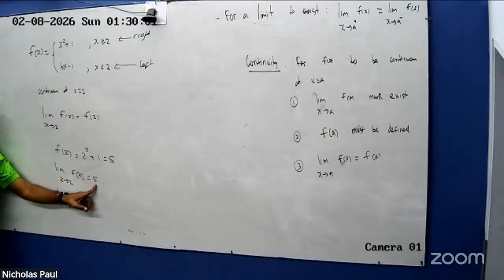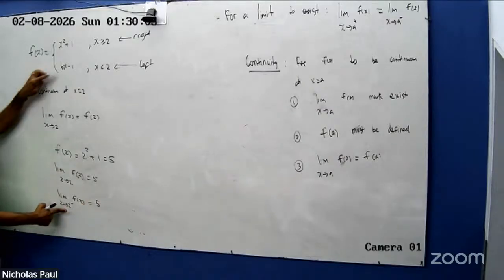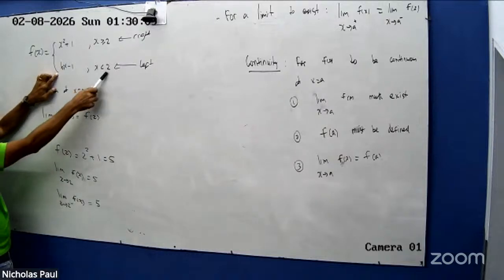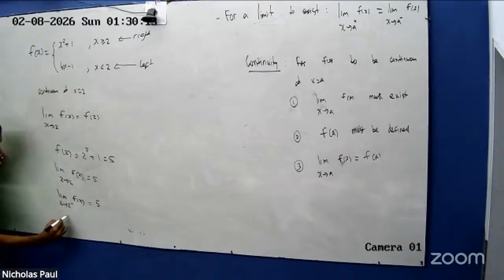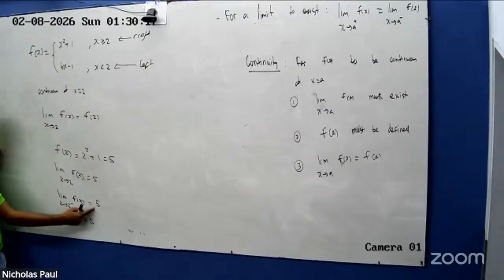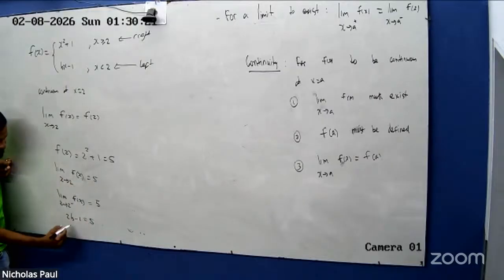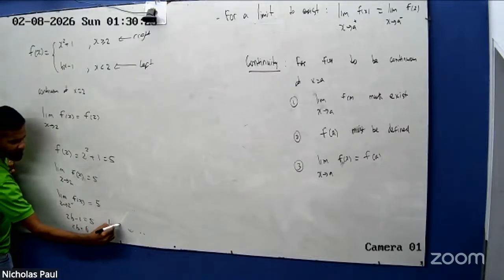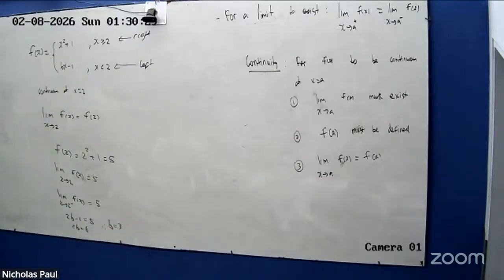5. So if I approach from the left using this one, what do you do? Just plug in 2 in here. So you'll get 2b minus 1 is 5. We know the answer because we know the limit exists. So 2b minus 1 is 5. 2b is 6. Therefore b is 3.